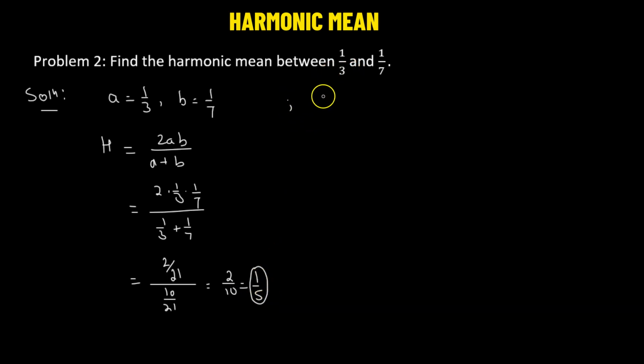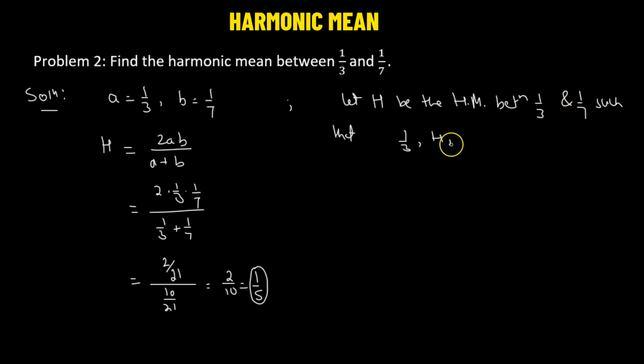Okay, the other way will be the way we derive the formula. So let H be the harmonic mean between the two numbers 1 over 3 and 1 over 7, such that 1 over 3, H, 1 over 7 forms a harmonic progression. Now that it forms a harmonic progression, we can immediately say that the reciprocal of each term, so 3, 1 over H, 7, forms an arithmetic progression.